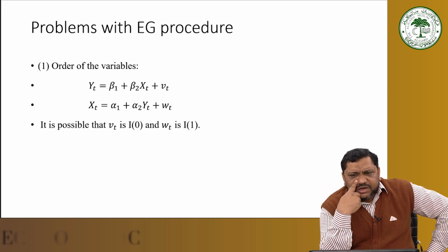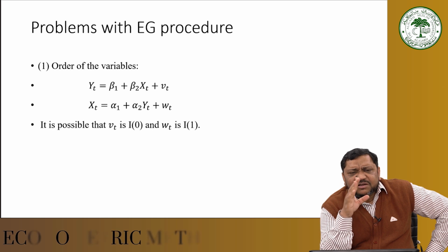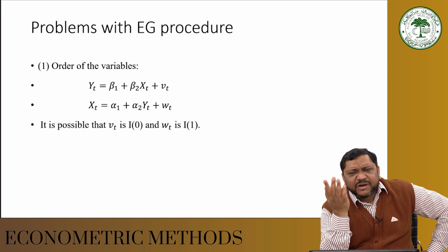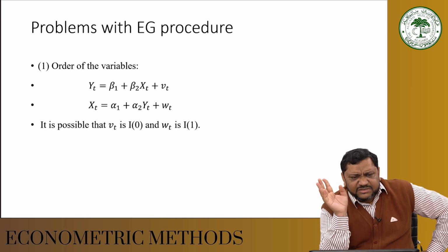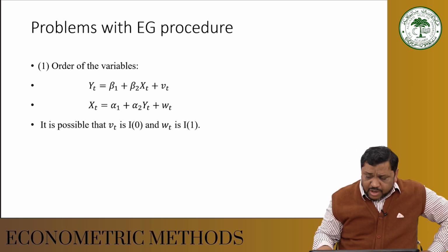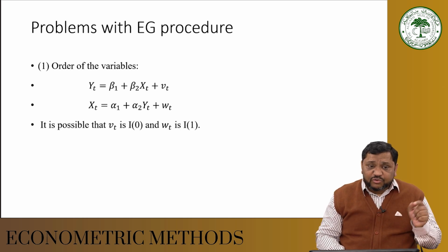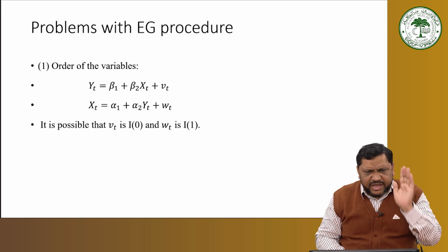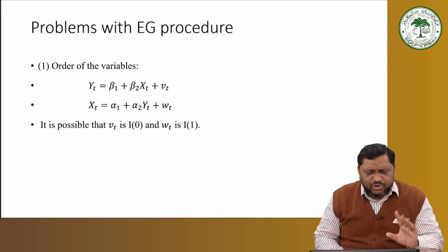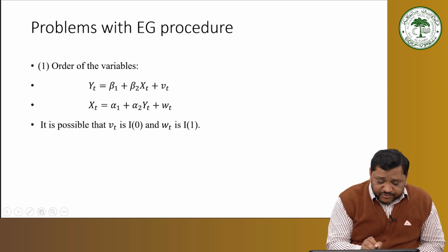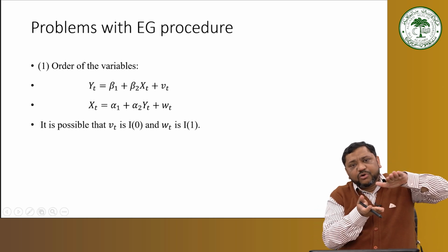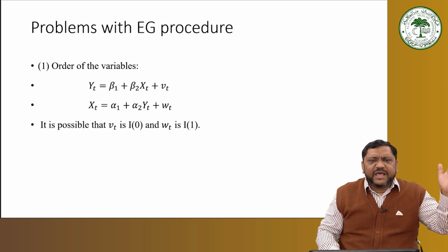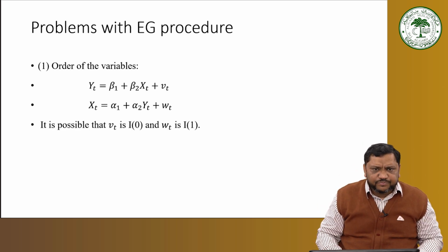Now, one of the issues is that in cointegration, we treat the status of the variables as the same. We do not say that x is independent and y is dependent, or y is independent and x is dependent. But when you are doing regression, you have to identify that this is x and x is independent, and this is y and y is dependent. But when we talk about cointegration, that is, two series moving together, it is immaterial whether x depends on y or y depends on x.